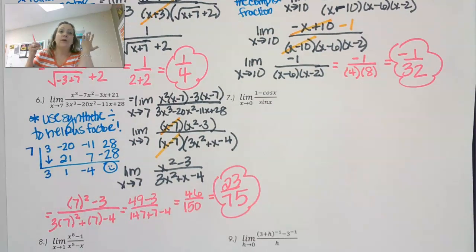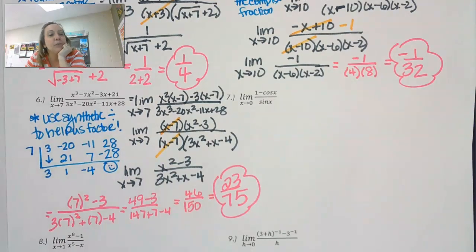So again, we used the dividing out technique, but this time we didn't necessarily know how to factor this bottom one on our own. So we factored the top one to kind of give us a little hint and to use synthetic division to help us out. Okay.